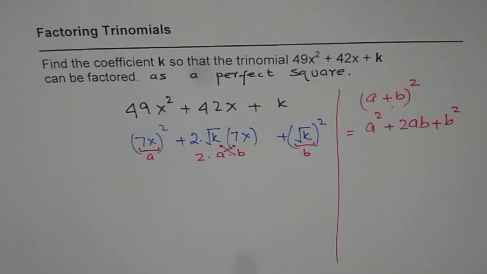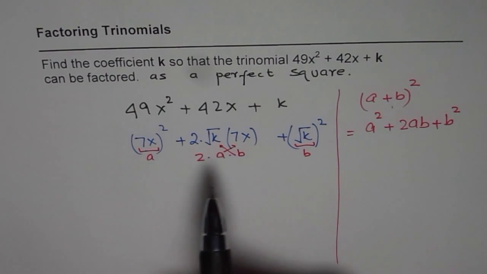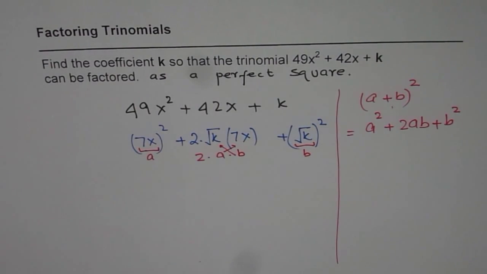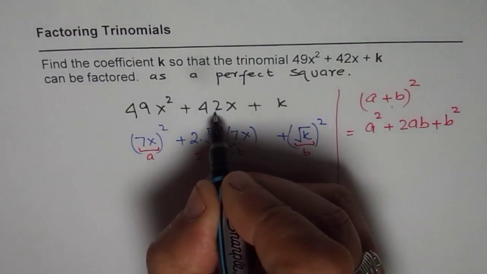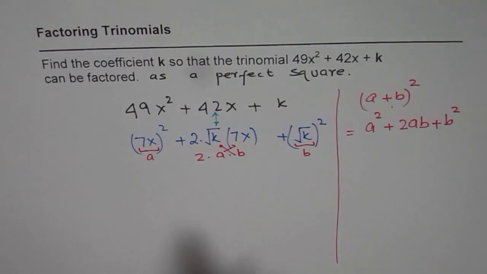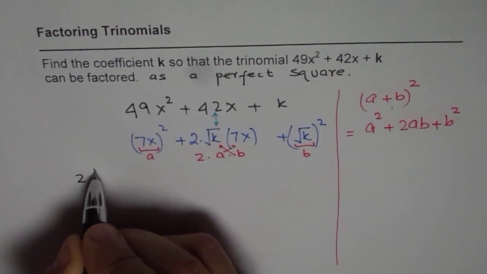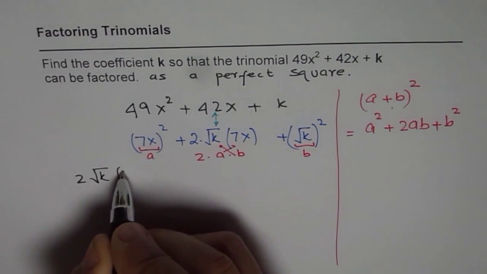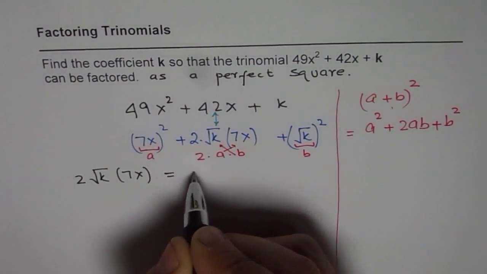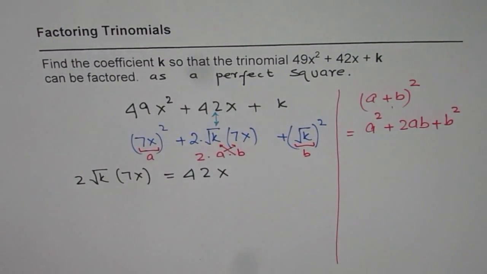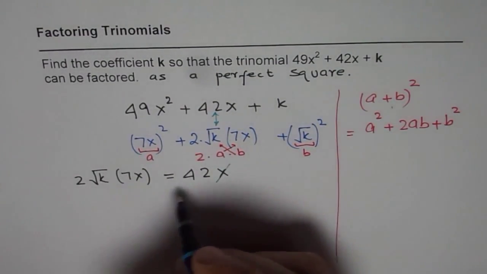So that's the whole idea, and this is the technique which is widely used to find the value of the coefficients or the constants not given in the trinomial, right? So try to understand this, as this is one of the most difficult questions in your test, right? Now we have an equation, we can equate these two, correct? So if I equate these two, I can find the value of k. So I can write this as 2 times square root of k times 7x is equal to 42x.